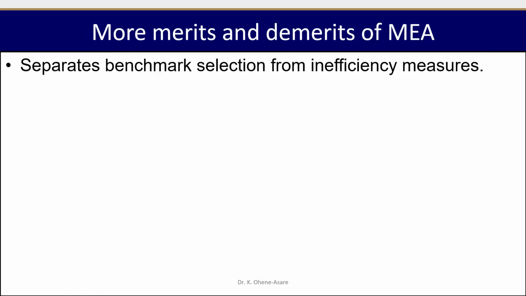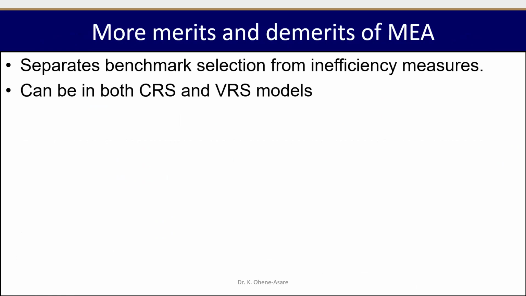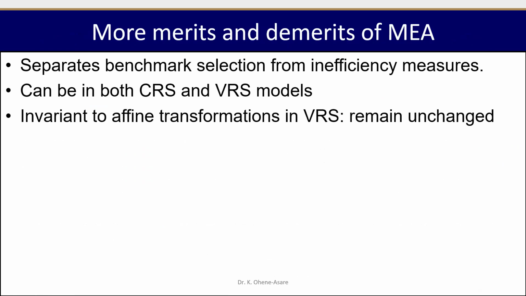Another advantage is that it separates benchmark selection from inefficiency measures. This is so real and so true. It separates it. For example, I'm not interested in the inefficiency, I'm interested in the target, and it does that. It can be used in both CRS and VRS. These ones are common. It doesn't vary with respect to the affine transformation in VRS. It remains unchanged, just like the technological monotonicity.